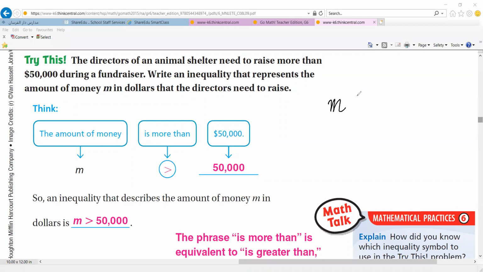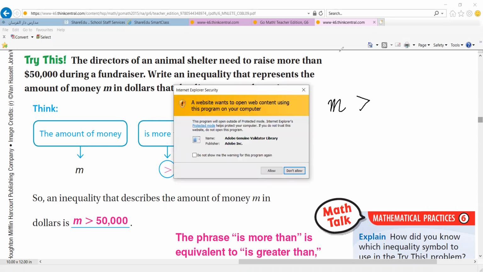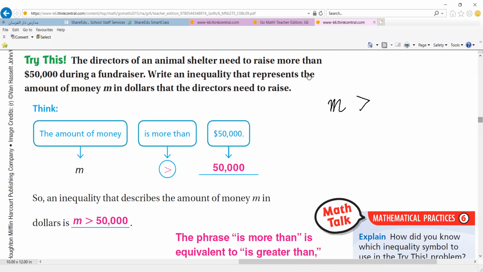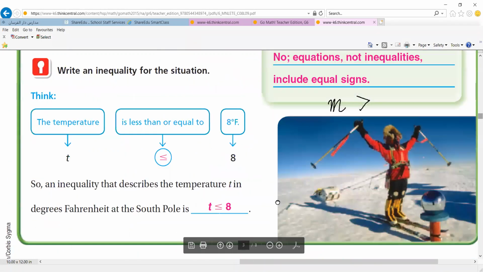Miss, can you go up just 1 second? Can you go up just 1 second? Okay.